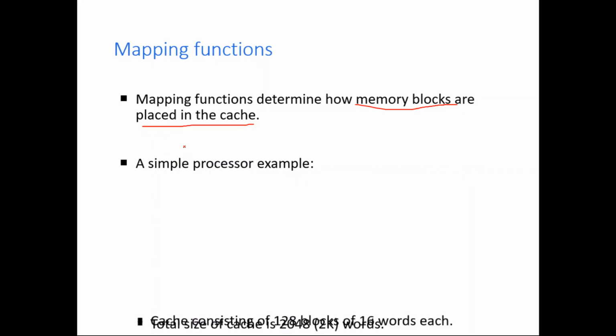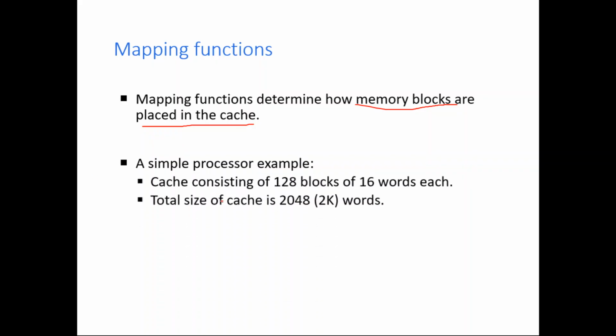Let us try to understand the mapping function with a simple example. Let us assume that the cache memory consists of 128 blocks. So in the system we have a cache memory that can hold a maximum of 128 blocks, that is block 0 to block 127, and each block can contain 16 words.